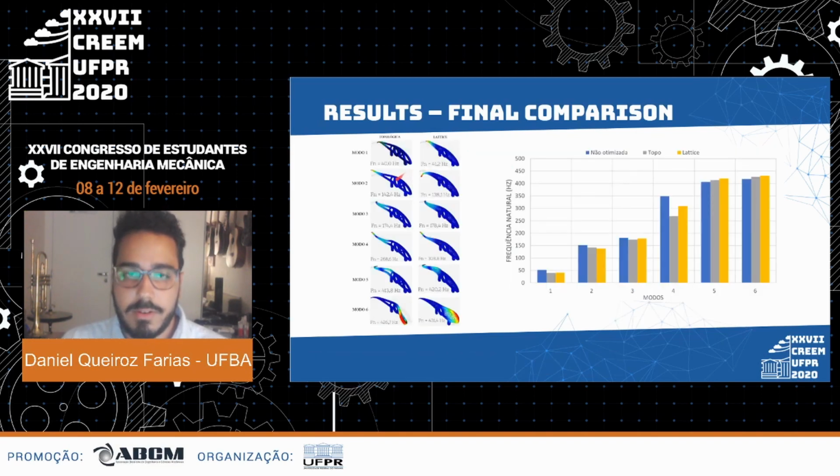And as seen before, they have the same kind of behavior, and the changes in direction here are merely due to the timing at which the picture was taken. And finally, there is a graphical comparison between all 3 designs for the 6 first modes.